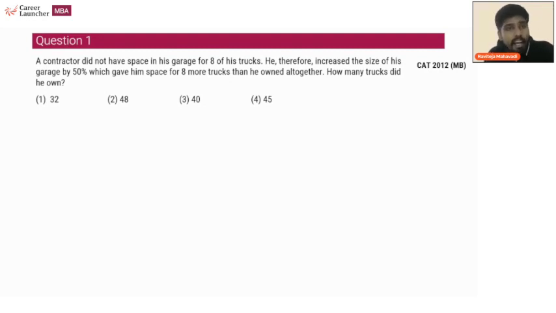A contractor did not have space in his garage for 8 of his trucks. Therefore, he increased the size of his garage by 50%, which gave him space for 8 more trucks than he owned altogether. So there are 2 absolute values and only 1 percentage. So probably it is a good time to take absolute value into consideration. How many trucks did he own is the question.